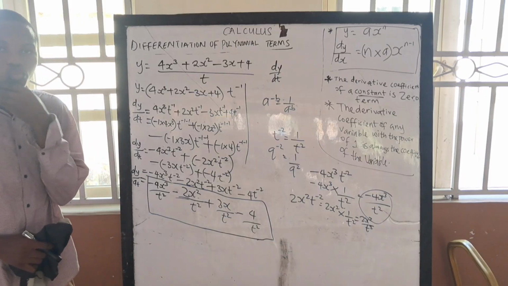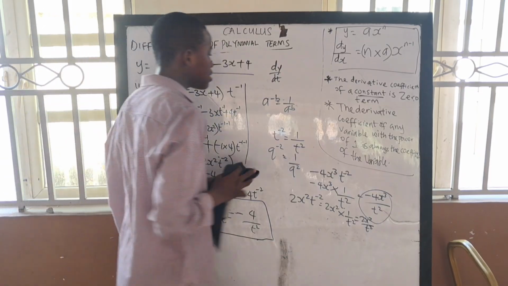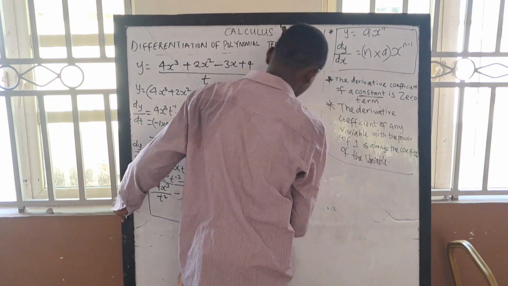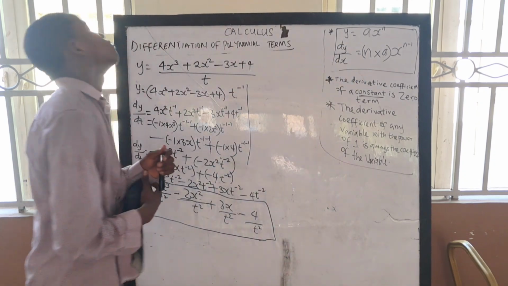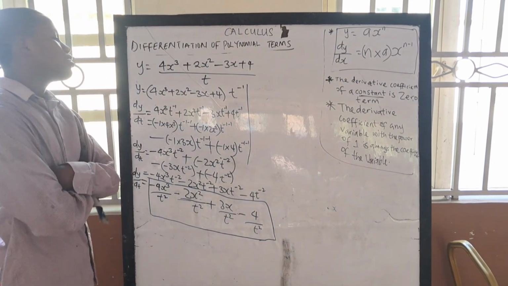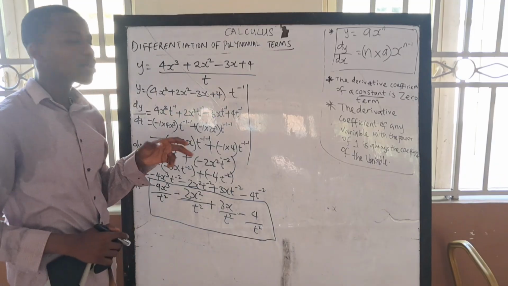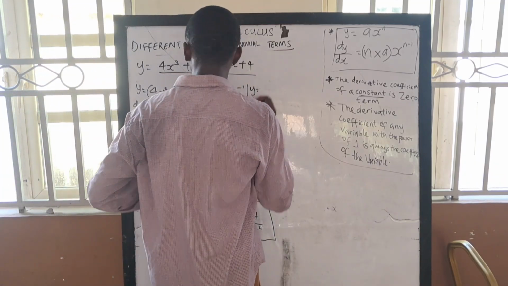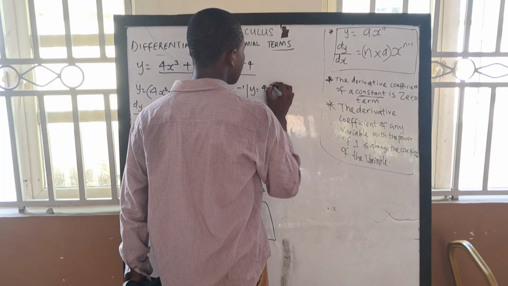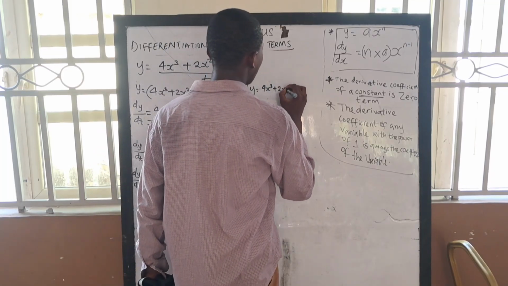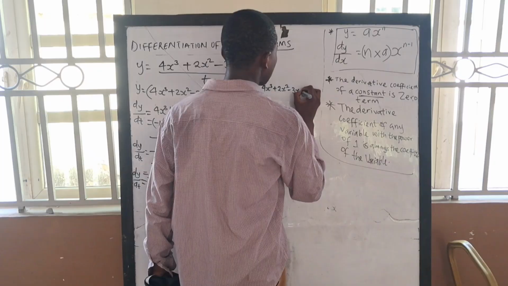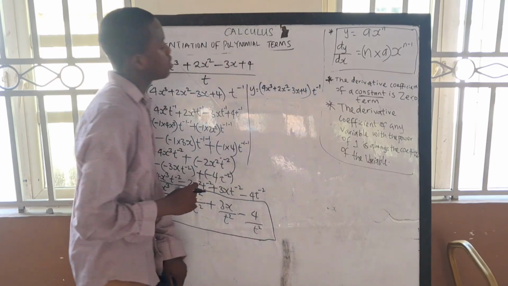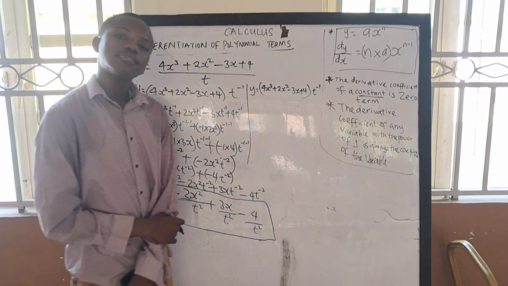Now the second method, which I said we can also apply. You have to choose one. Now, you have this question. You want to differentiate it directly without expanding. Look at what you do. So you're having y equals 4x cubed plus 2x squared minus 3x plus 4, all times t raised to power minus 1.